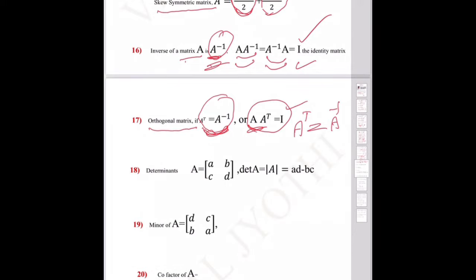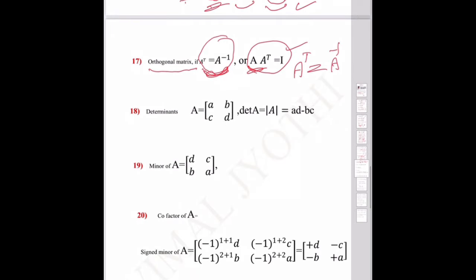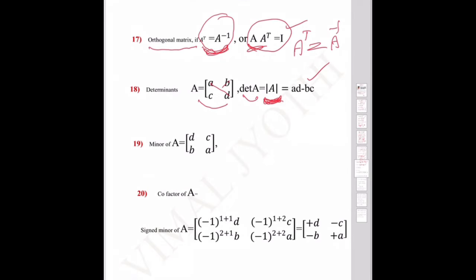Then determinant of order 2. Let A equal to the matrix with rows a b and c d. Then determinant of A equals ad minus bc. The real number ad minus bc is called the determinant of the square matrix. Then minor of A.